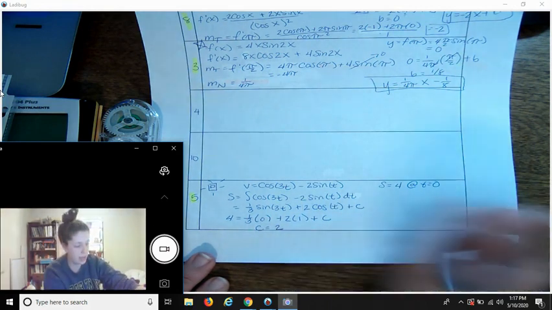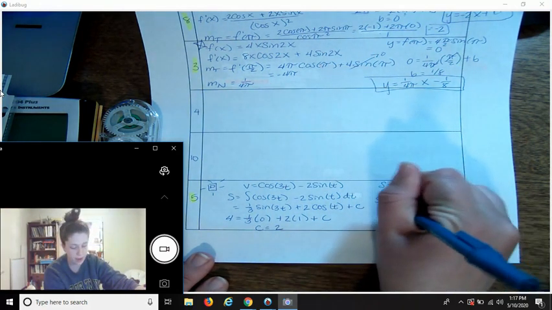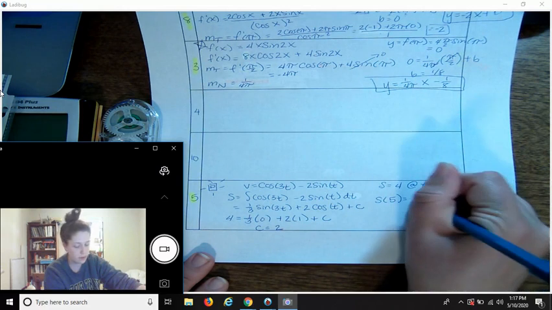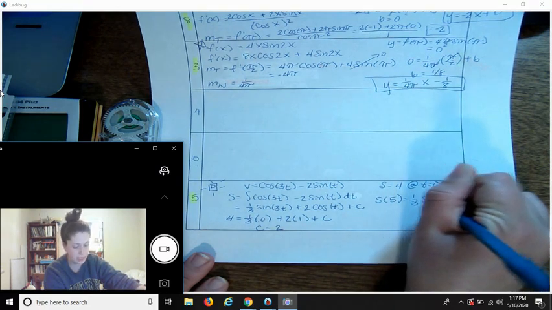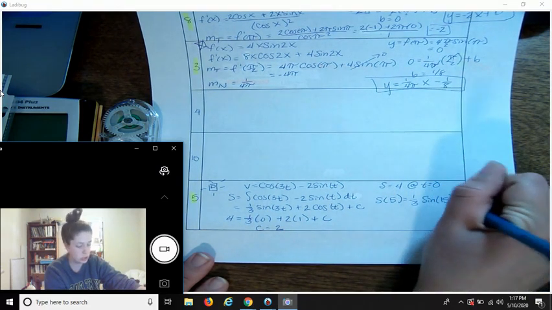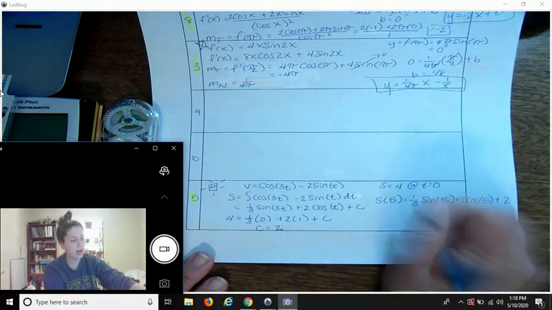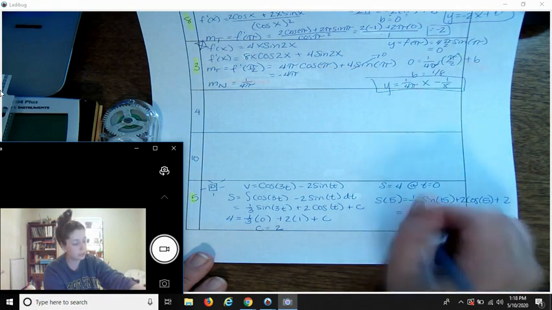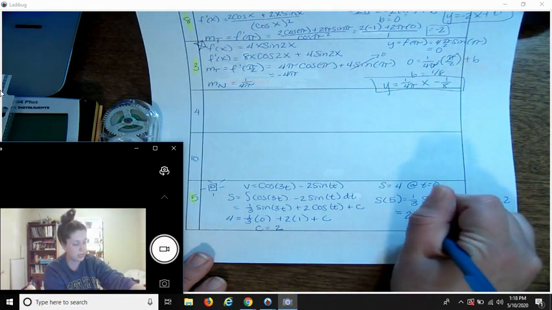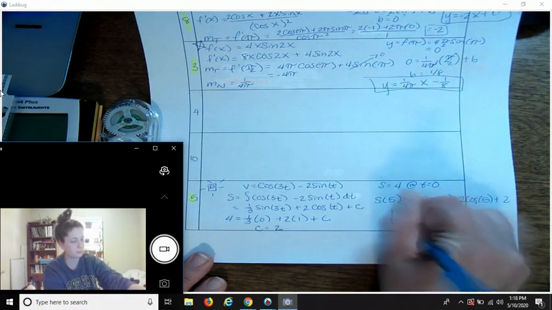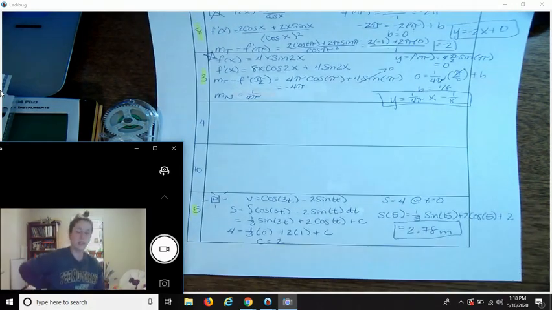And so then s of 5 is 1/3 sine of 15 plus 2 cosine of 5 plus 2. When I put that in my calculator to figure it out, I should get 2.78 meters. Okay, and that will be my final answer.